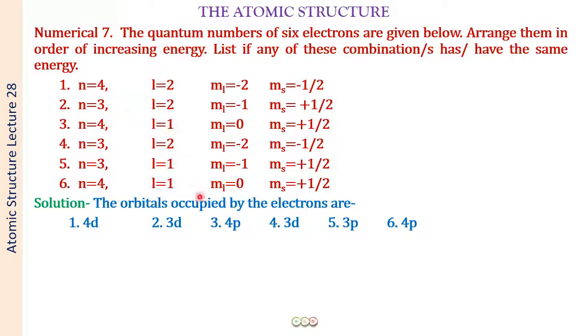Third is 4 and 1, so it is 4p. The fourth is 3 and 2, that is 3d. Again, fifth is 3 and 1. This is 3p. And the sixth is 4 and 1, so it is 4p.